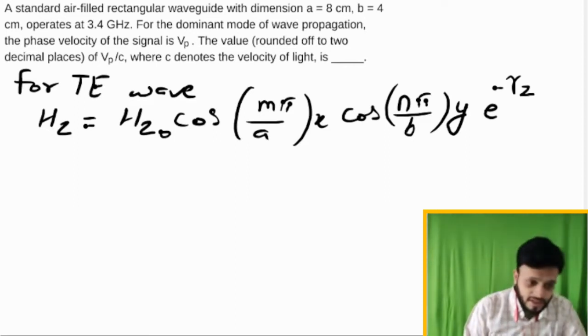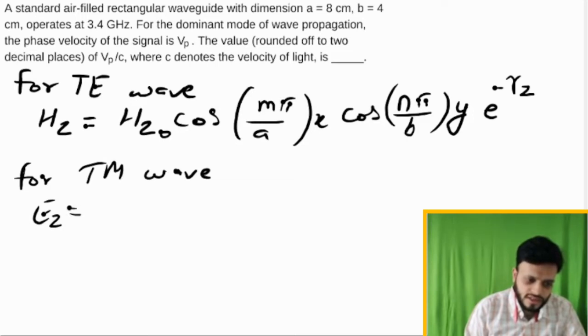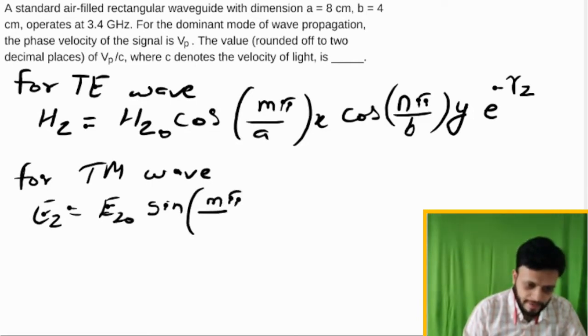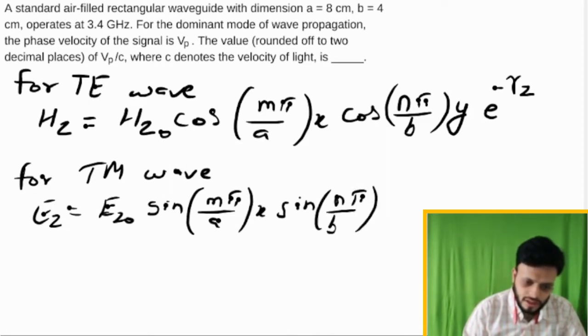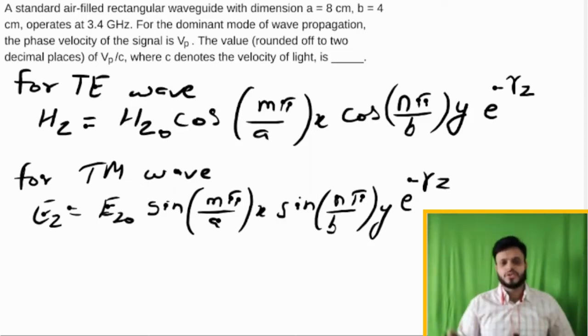Okay, and similarly for your TM wave, we will be considering the Ez component, which is Ez naught sine of m pi by a x, sine of n pi by b y, e power minus gamma z. So these are the two things.